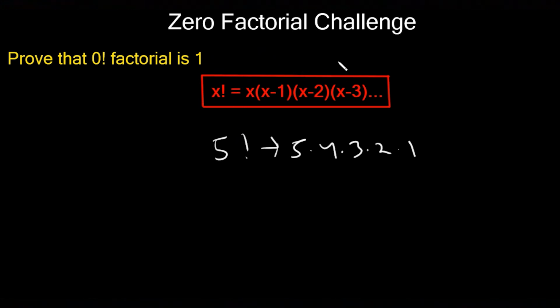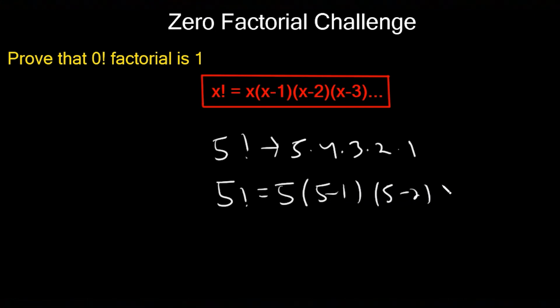So if we use this formula in red, and I do 5 factorial again, since my x is going to be 5 here, I'm going to put a 5 here. And then in parentheses, I do 5 minus 1, and we know that gives me 4. Then I do 5 minus 2, that gives me 3. And if I do 5 minus 3, that gives me 2. And so on. I'm going to do this until I get to 1. So eventually, I'm going to do 5 minus 4, I'll get 1, and then I stop there.